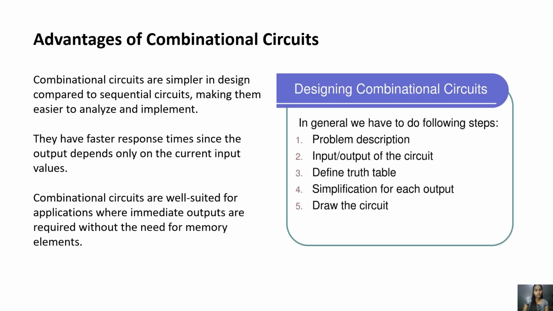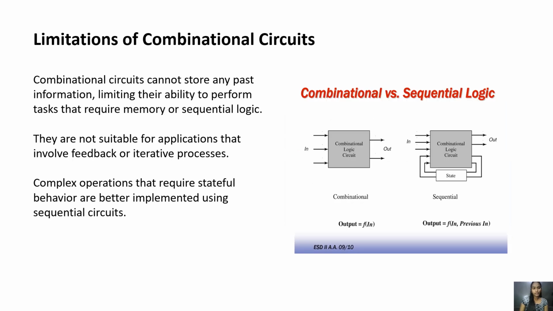Advantages of combinational circuits. Combinational circuits are simpler in design compared to sequential circuits, making them easier to analyze and implement. They have faster response times since the output depends on the current input values. Combinational circuits are well suited for applications where immediate outputs are required without the need for memory elements.